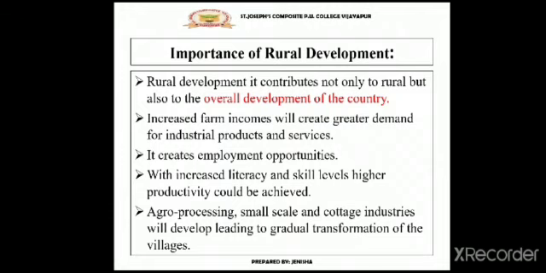And the last one, agro processing, small scale and cottage industries will develop, leading to a gradual transformation of the villages. That means rural development promotes agro-based products, so agro processing, small scale industries as well as cottage industries also develop, which helps to transform the villages.